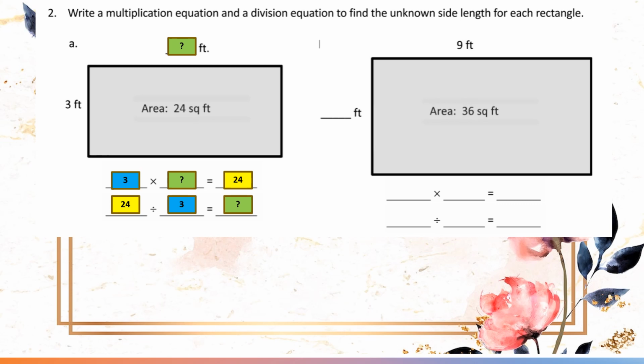And if you know your factors, and if you don't, that's okay. Again, you can create a ratio table of 3s. You can skip count by 3s to figure it out. But once you do the work, then the answer that you should receive is 8. 3 times 8 equals 24, which also means that 24 divided by 3 equals 8. So that means that our missing side width is 8 feet.